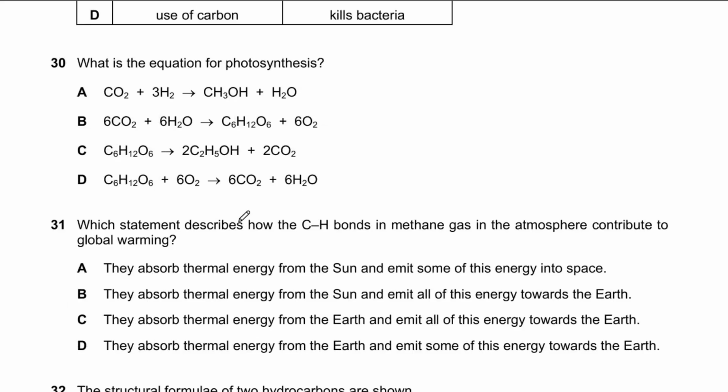Question 30. What is the equation for photosynthesis? So this is very familiar. Photosynthesis, we have carbon dioxide plus water to give us glucose and oxygen. So option B is the correct answer.